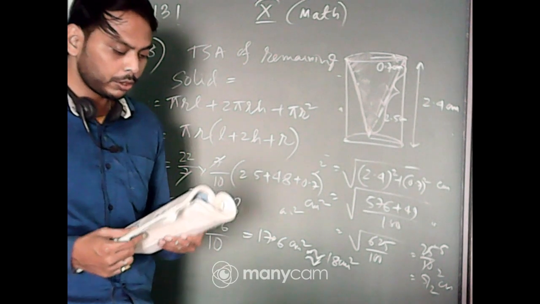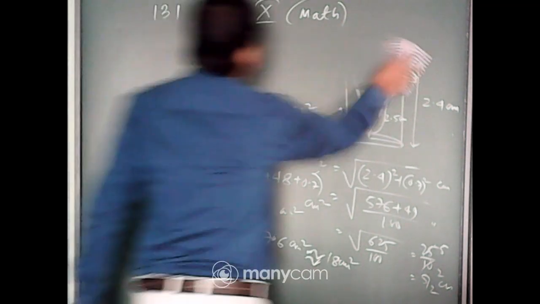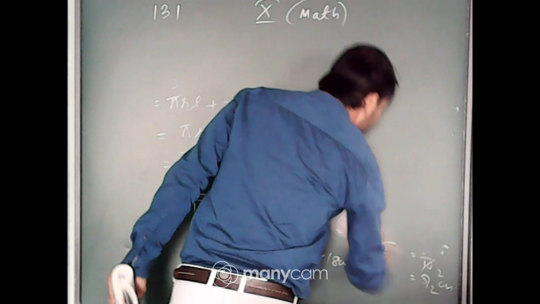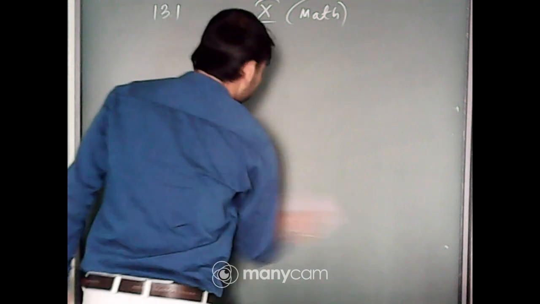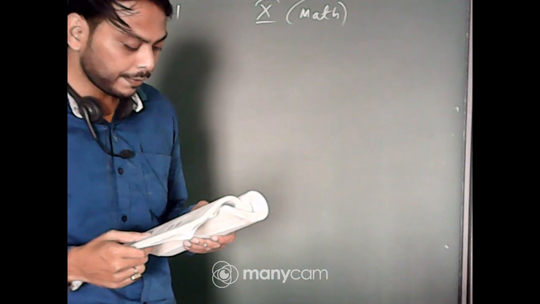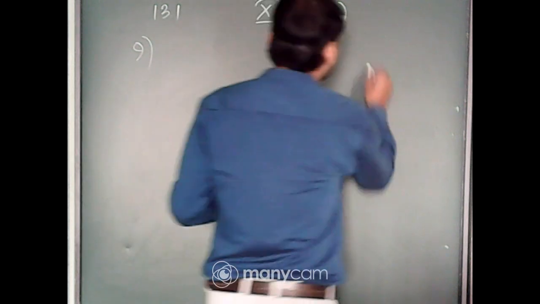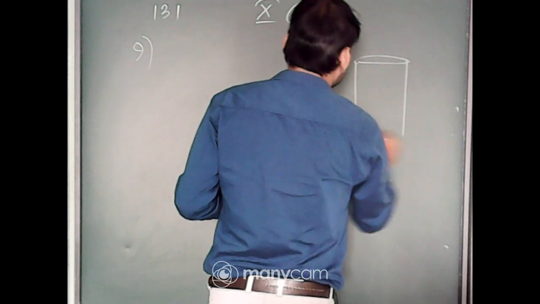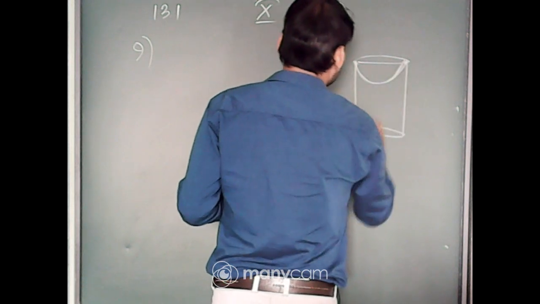Okay, moving on to question number 9. The figure is given. Go through the problem. A wooden article was made by scooping out a hemisphere from each end of the solid cylinder. Okay, it is scooping out from both ends.